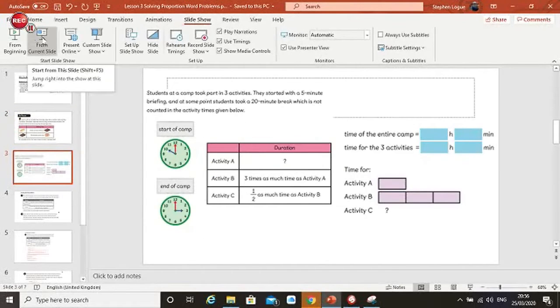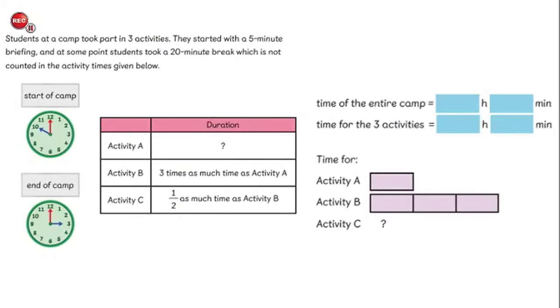We can see that activity B was 3 times as much as activity A, and activity C was half as much time as activity B. We need to first calculate the time of the entire camp from start to finish. Then we need to work out the time for the 3 activities, A, B and C. If you'd like to try and solve that yourself, now's the time to pause the video. I'm going to swap back to the visualizer.